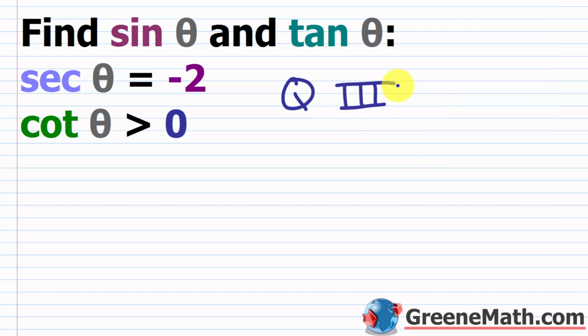So when we look at this, we know that our sine of theta will be negative and our tangent of theta will be positive. Okay, so keep that in mind when you're solving this problem. So the first thing is we're given the secant of theta, it's negative 2. So let's plug in to this guy.